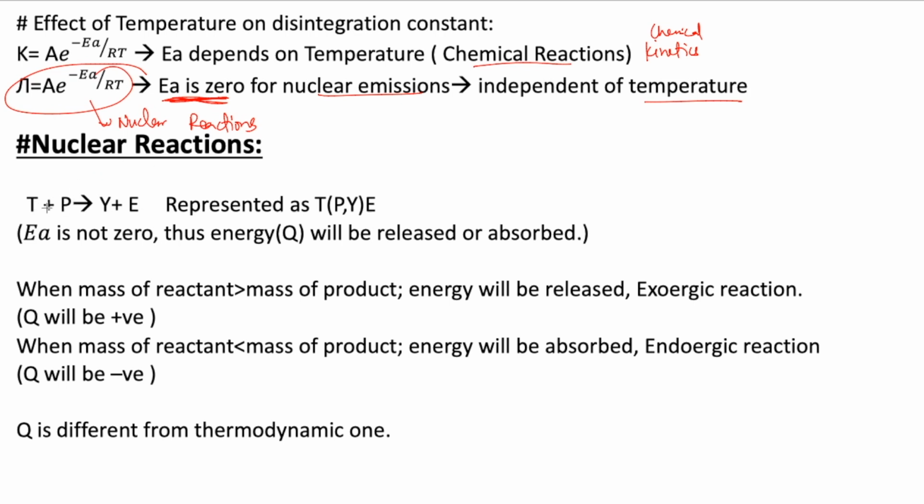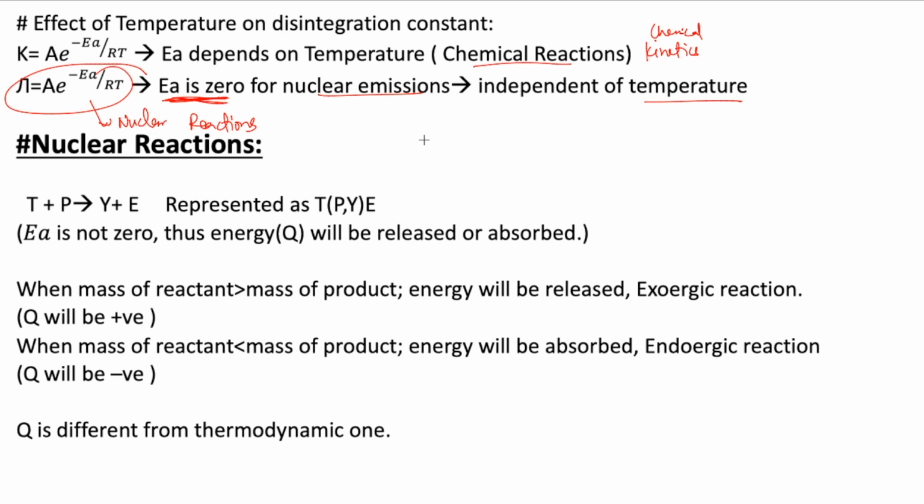Alright, the next thing is about nuclear reactions. Suppose there is a reaction T + P giving Y + E. What are these T, P, Y and E? T is the target, P is the projectile, Y is the yield which you are getting, and E is the ejectile. It can be written as T(P, Y)E.